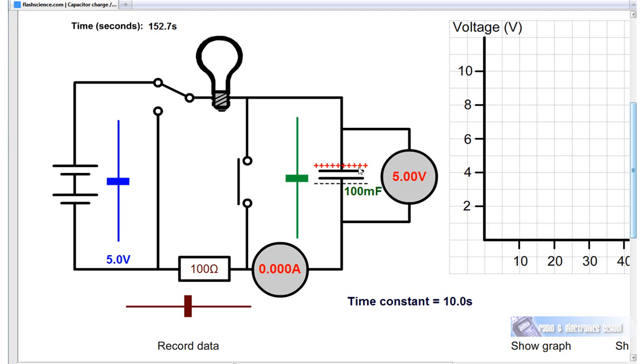So the capacitor is fully charged right now, and so there is no current flowing in this circuit at all. The battery is 5 volts, the capacitor is 5 volts, so you have 5 volts pushing against the battery voltage of 5 volts, so you have no current. When I operate this switch, it places a short circuit here and the capacitor will discharge.